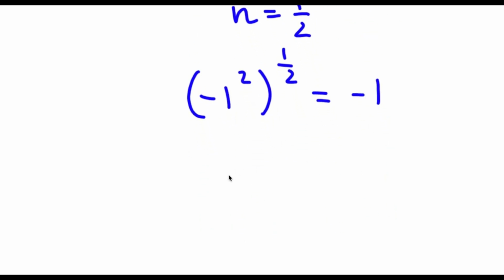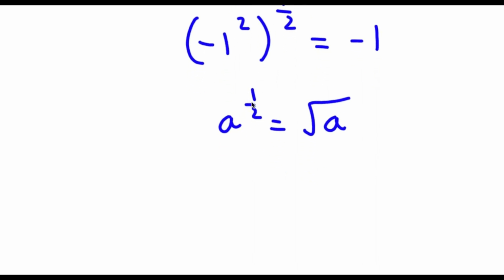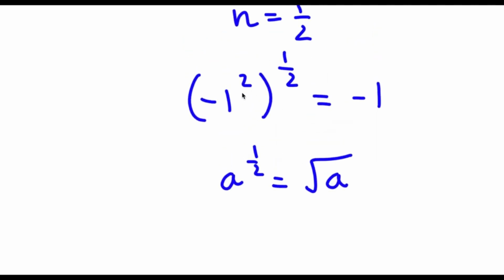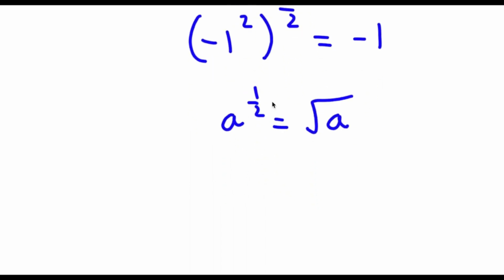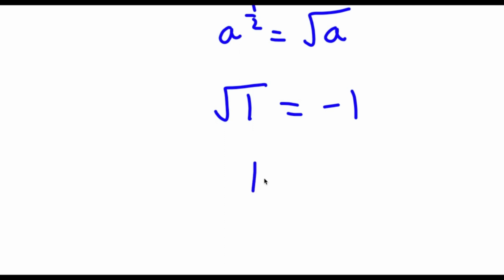Now, if I have something in the form a to the power of 1/2, this is the same thing as the square root of a. So this is the same thing as, well, first off, negative 1 squared is simply equal to 1, right? So now I have the square root of 1 is equal to negative 1. And the square root of 1 is simply equal to 1. So now I have 1 is equal to negative 1. So I just proved to you guys that 1 is equal to negative 1.